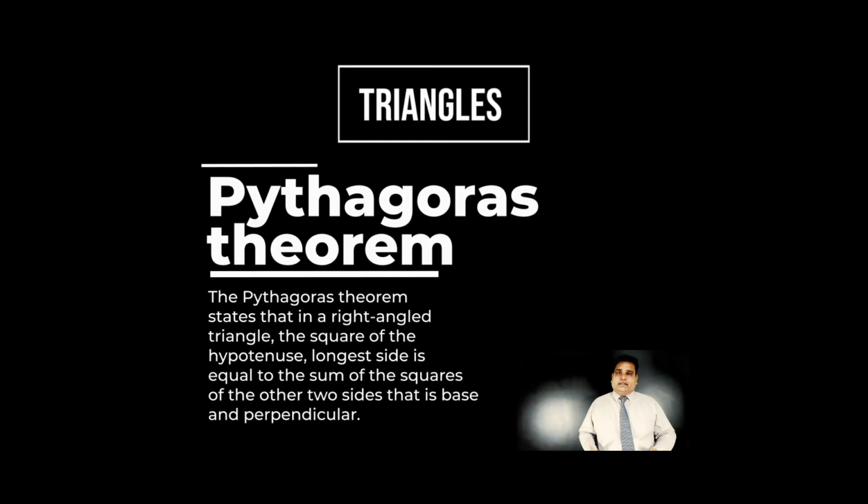But remember, one very important thing: the hypotenuse is always the longest side in a right angle triangle. So the side opposite 90 degrees, that is the hypotenuse, is the longest side. So the Pythagoras theorem is what? Always hypotenuse square is equal to perpendicular square plus base square.